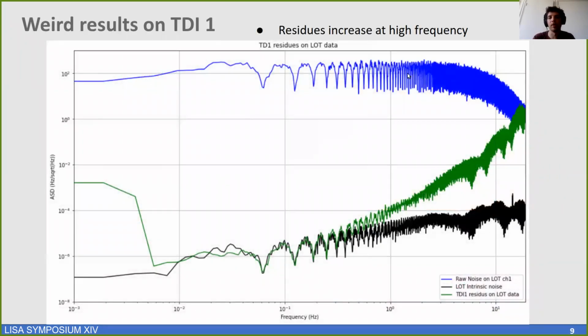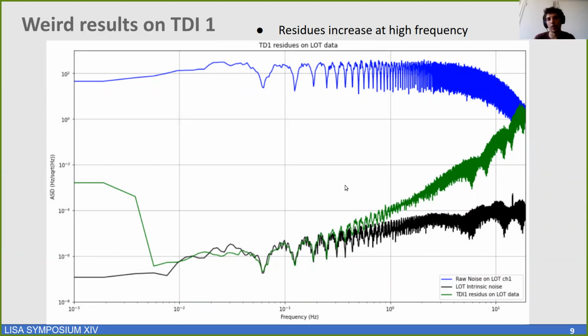The blue one is the raw TDI variable on channel 1 of the phase meter. The black curve is the intrinsic noise of the experiment, which is just the sensitivity of LISA on table. And the green one is the residue after applying TDI1 to our data. At lower frequency, we can see 8 orders of magnitude of noise reduction, which is what we expect. But at higher frequency, we have increasing residue. At first, we didn't understand this effect.